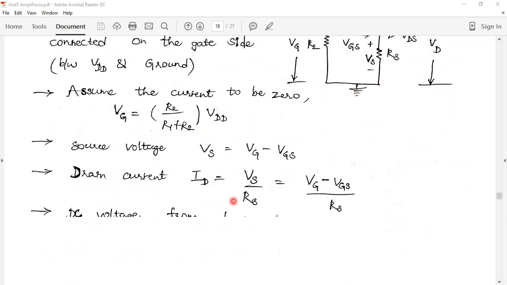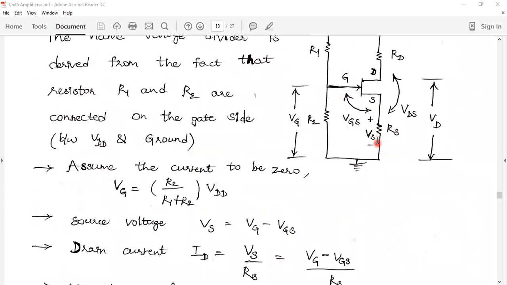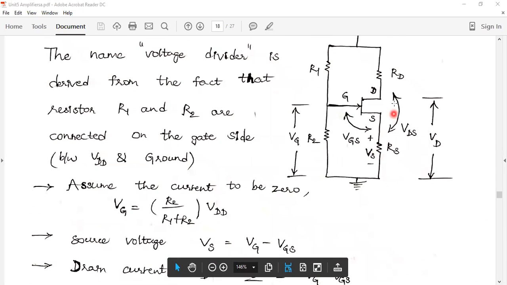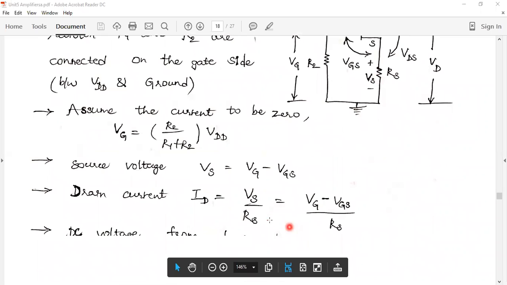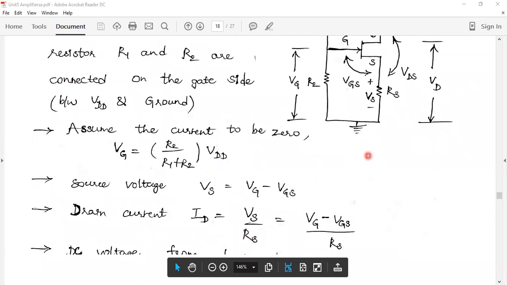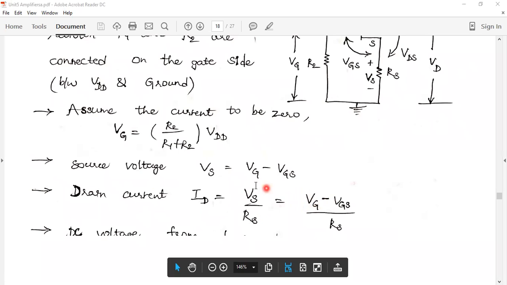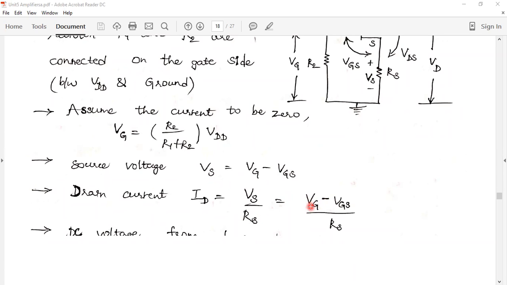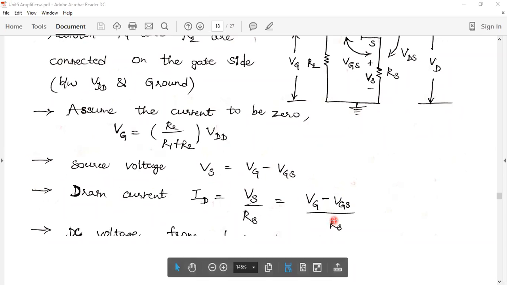And the drain current ID, the flow of current is taking place from the source to the drain, and the drain current is given by VS by RS, that is equal to, taking the source voltage, VG minus VGS by RS. This is the other form of the drain current equation. The drain current equation can be given like this: ID is equal to VS by RS, that is equal to VG minus VGS by RS.